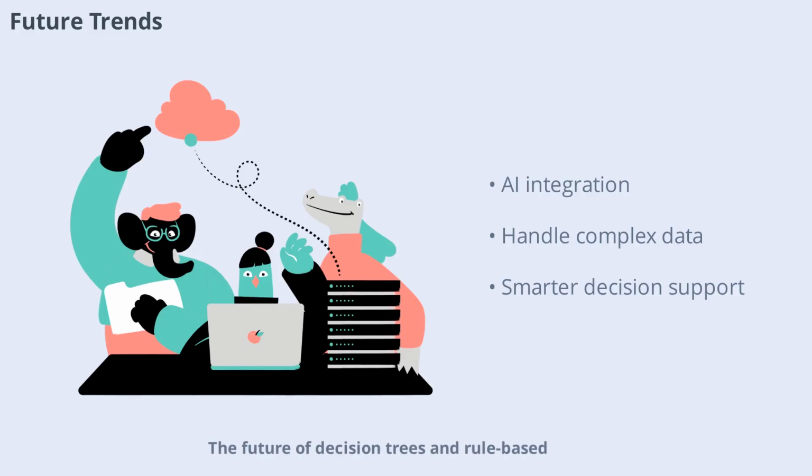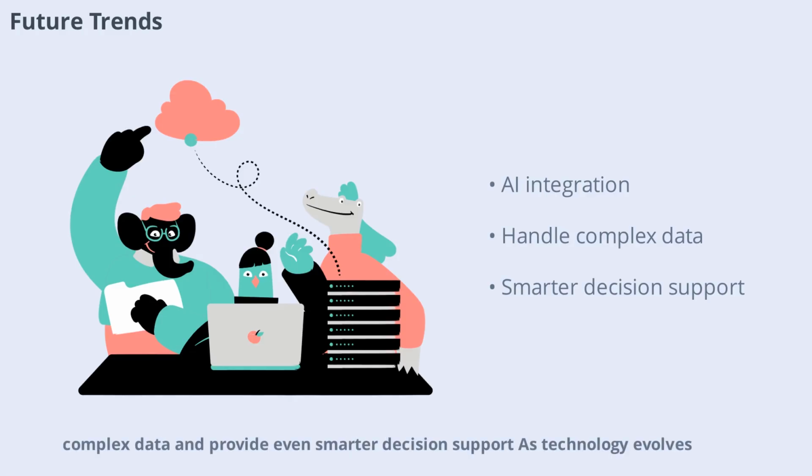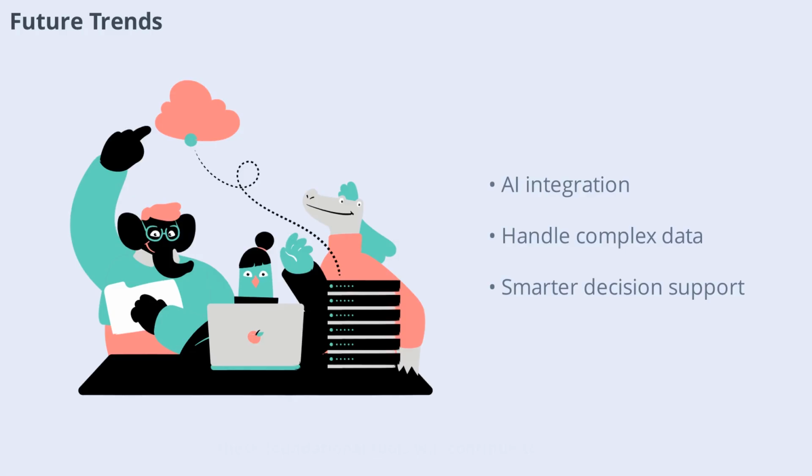The future of decision trees and rule-based systems includes integration with advanced AI techniques, such as deep learning and natural language processing. These advancements will enable systems to handle more complex data and provide even smarter decision support. As technology evolves, these foundational tools will continue to play a vital role in intelligent automation.